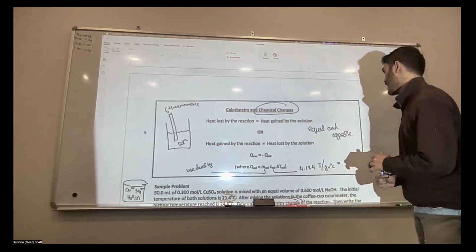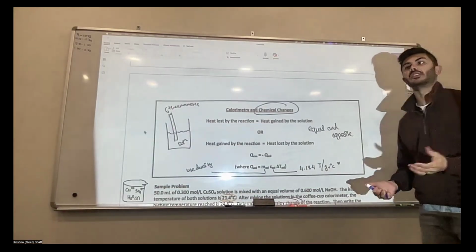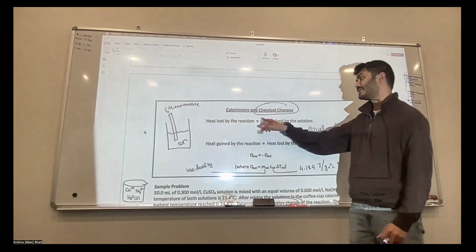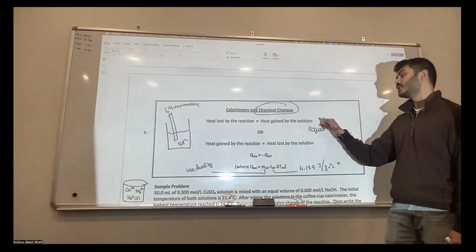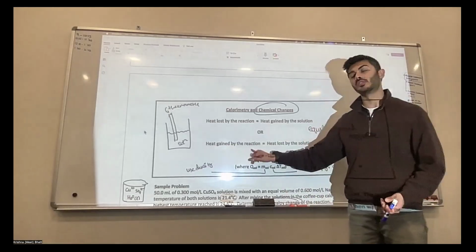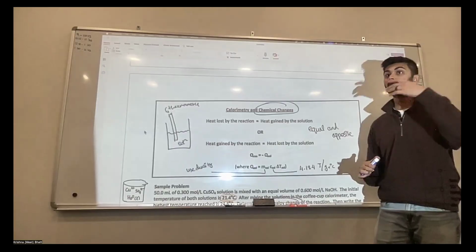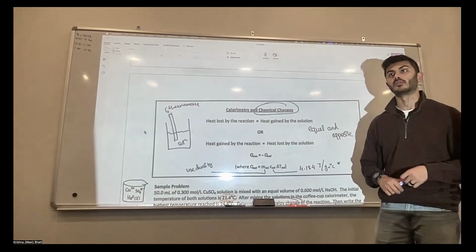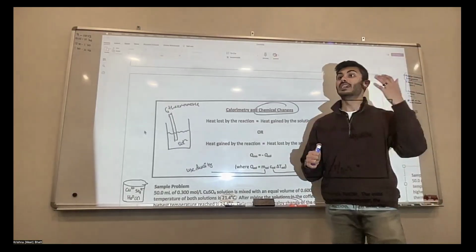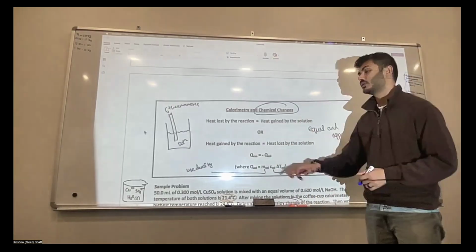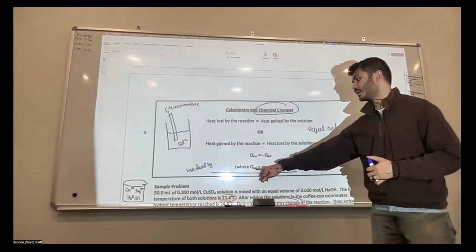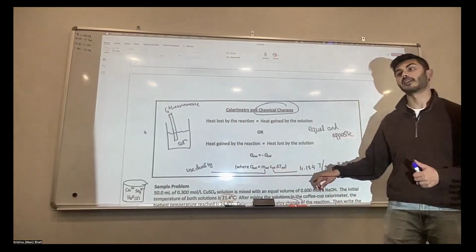Okay, so a quick recap essentially. Whatever heat is lost by the reaction is the same as the heat which is gained by the solution. The opposite is also true. Whatever heat is gained by the reaction is going to be the same as the heat which is lost by the solution. So Q reaction is equal to negative Q solution.